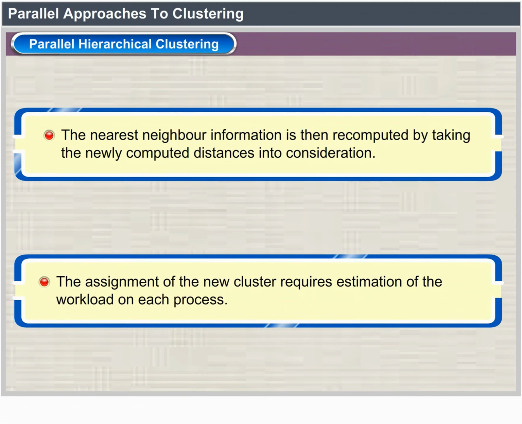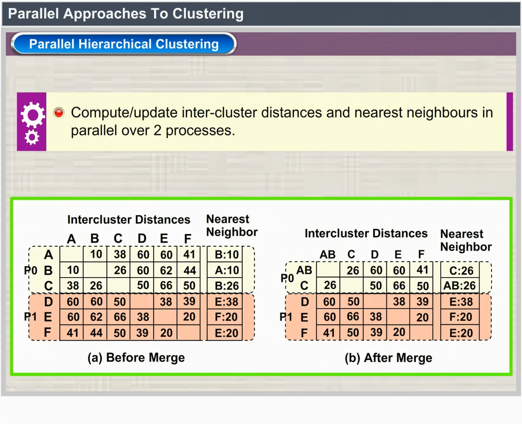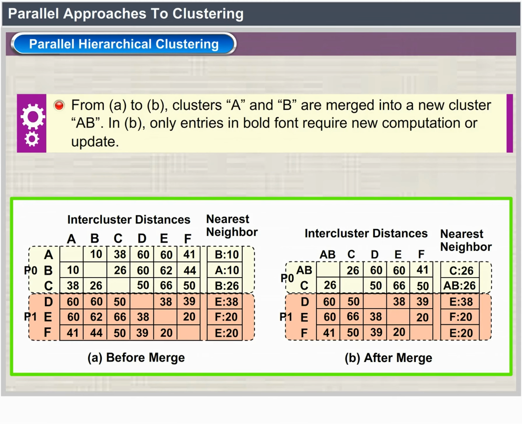Compute updated intercluster distances and nearest neighbors in parallel over two processes. From A to B, clusters A and B are merged into a new cluster AB. In B, only entries in bold font require new computation or updates.